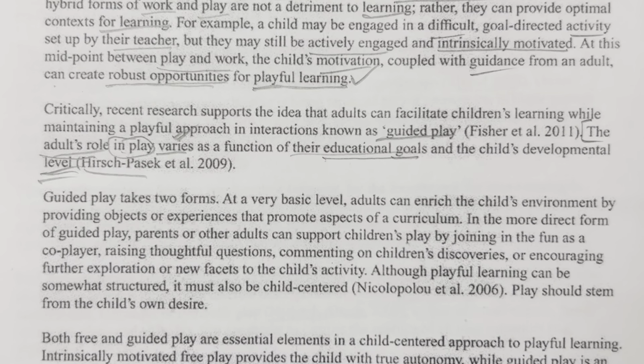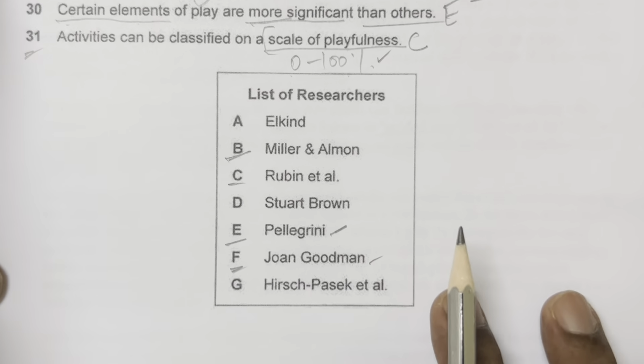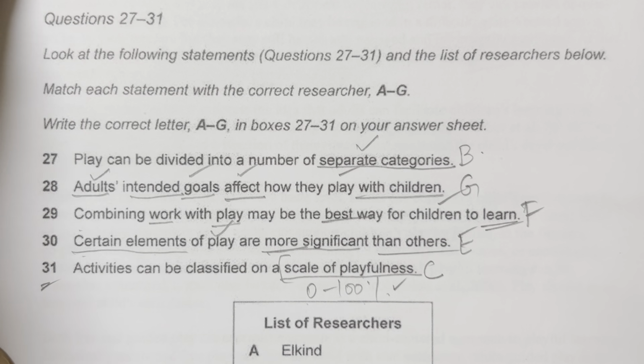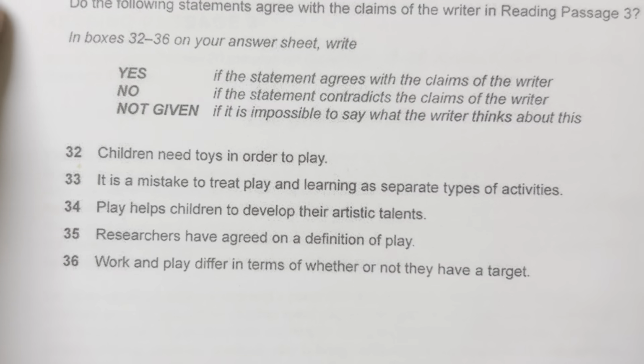Okay, so definitely. Who said this? This guy is here. Okay, so G. So the 28th one should be G clearly. Okay, so the next set of questions is yes, no, not given.